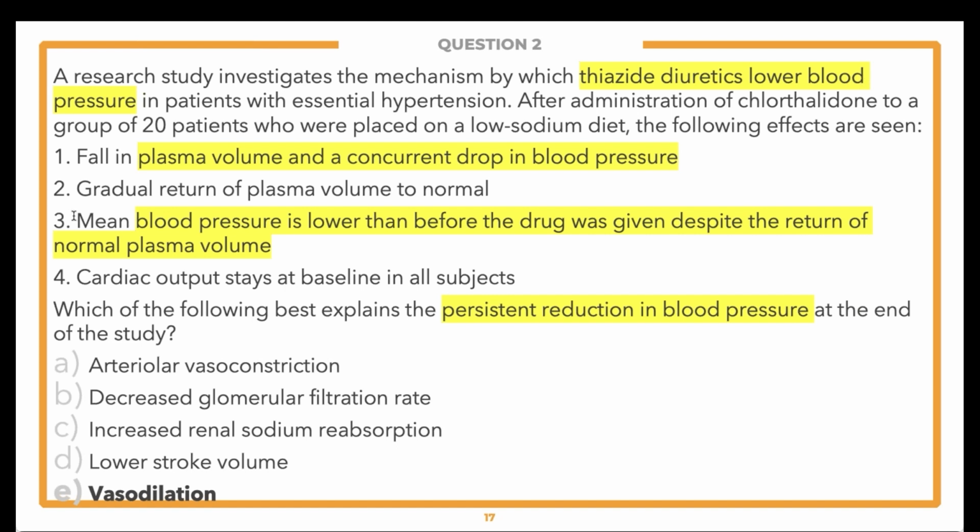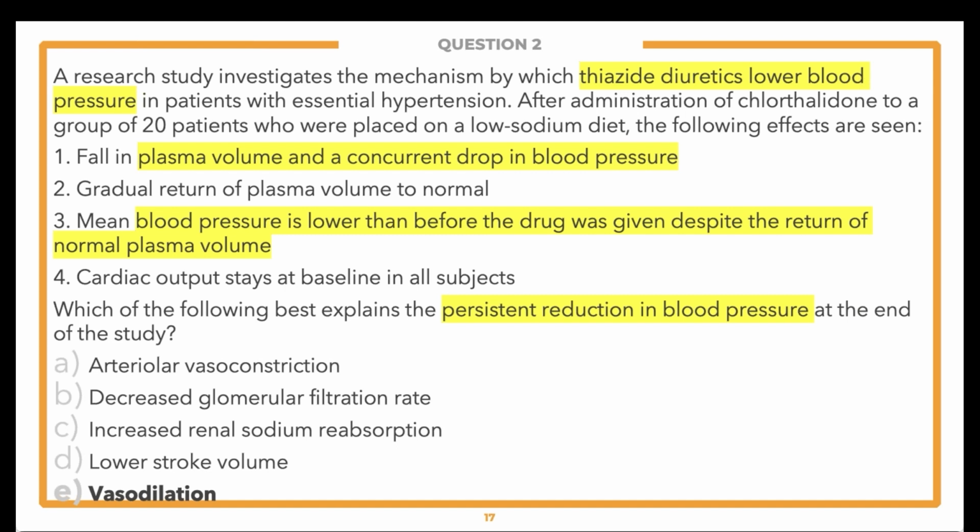That's the acute setting. Eventually, our body gets used to it, and we start compensating for the lost volume. So we start returning back to normal within 4 to 6 weeks. But in the long run, even though the volume is going back up, why is the patient's blood pressure staying down? Well, thiazides have a secondary mechanism of action.